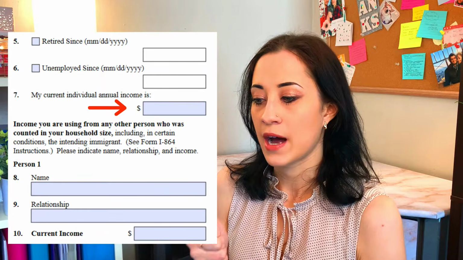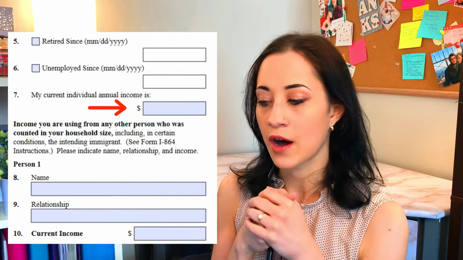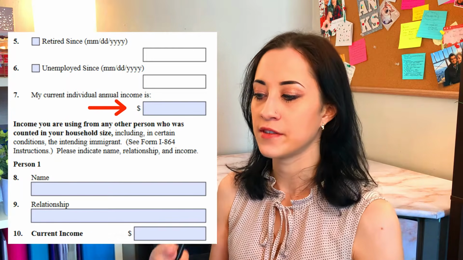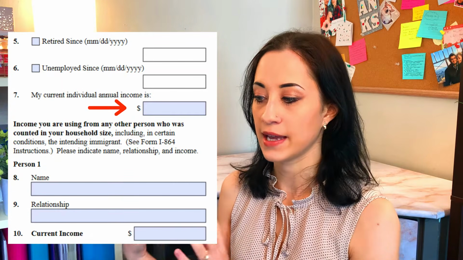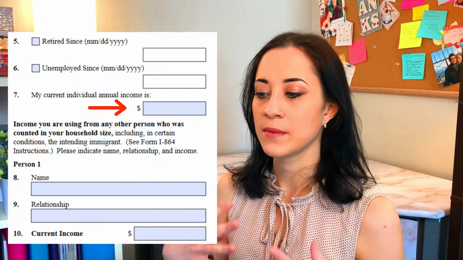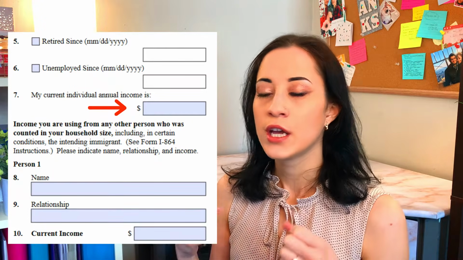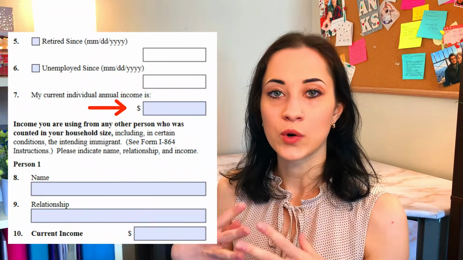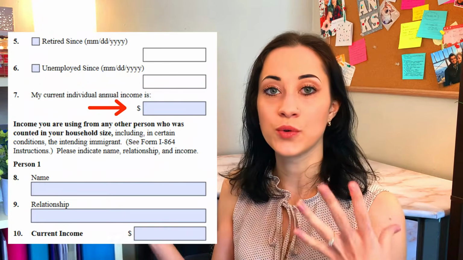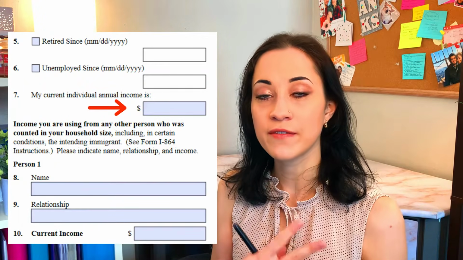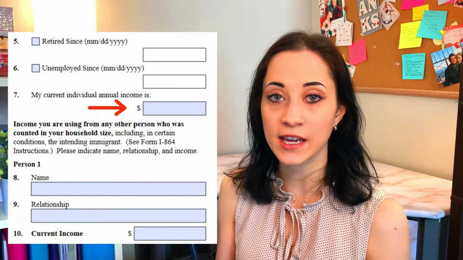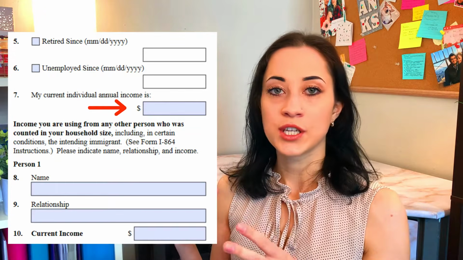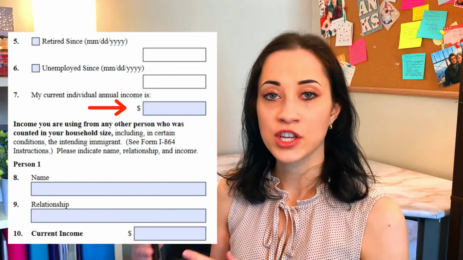Now, let's talk about Part 6, Question 7 on the form. As you can see, it asks, "My current individual annual income is." This question can be confusing because it is asking you to provide current income, meaning the income you typically earn or would have or are projected to earn between January 1st and December 31st of the year during which you're filing your application.